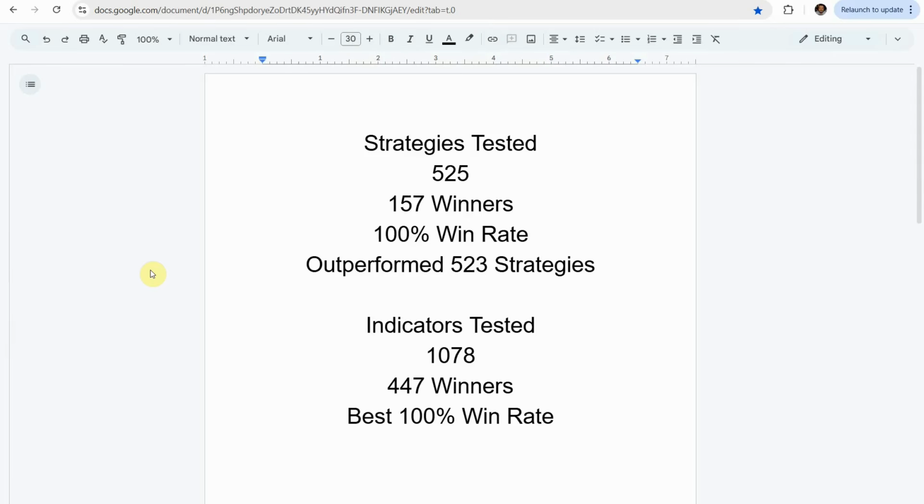Alright, as I said, today we will be taking a look at a breakout indicator. Before we do though, I wanted to put the testing scoreboard up for everyone to see. So to date, we have tested a total of 525 different strategies. The best one so far was able to achieve a 100% win rate. That was achieved using the Academy of Forex indicator to trade the crypto scalping strategy on a live trading account.